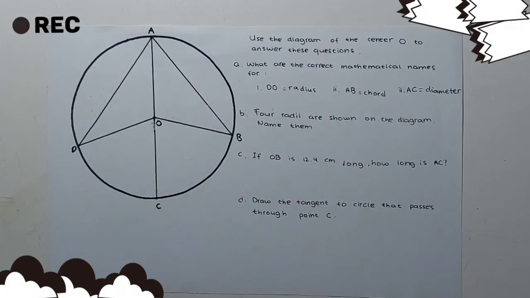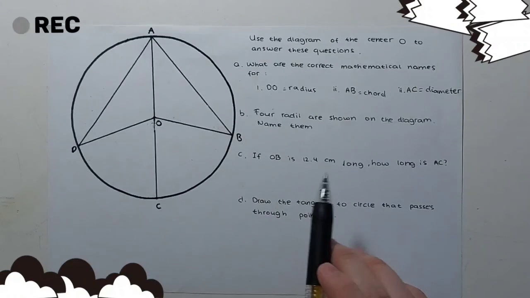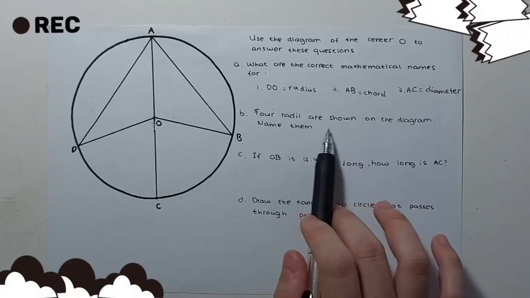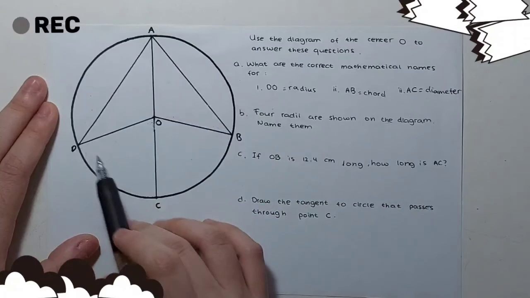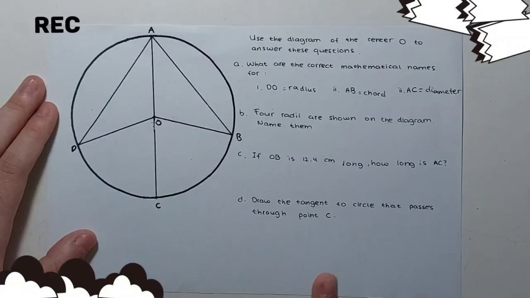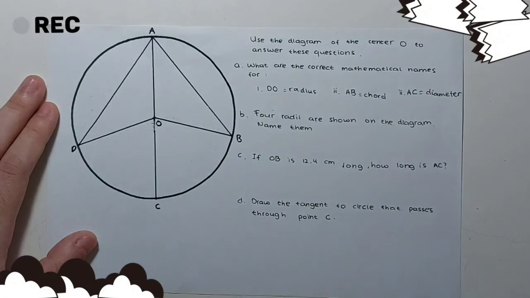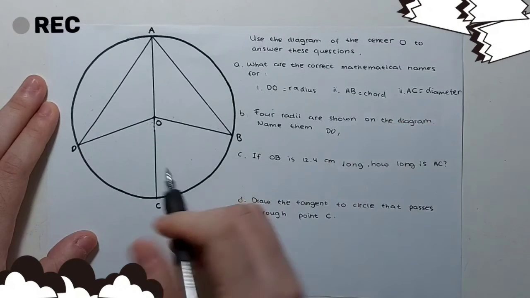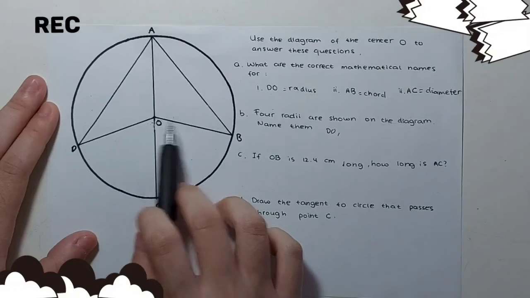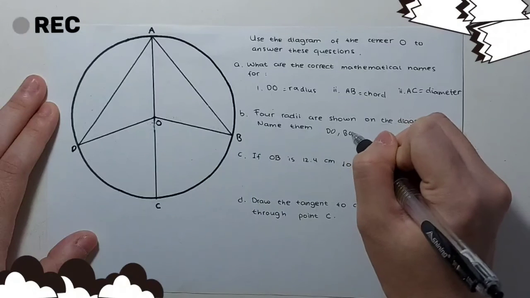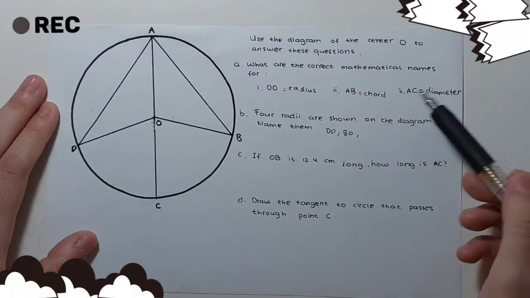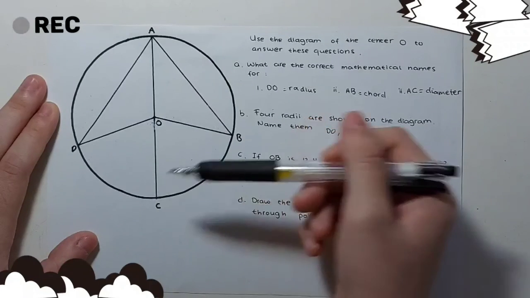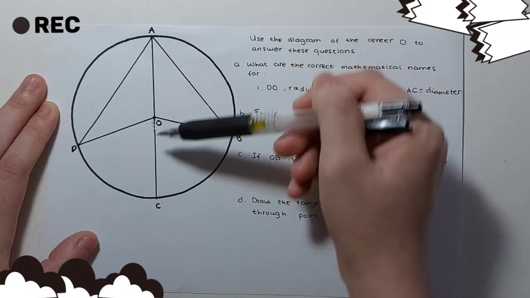And then B. Radii can be meant as radius, but just in short, four radii are shown in the diagram. Name them. Okay, so we have two radii that we just identified in A. So it is DO, and also the same thing like OB or BO. And then we know that AC is a diameter and a radius is half the amount of a diameter, so it is AO and OC.